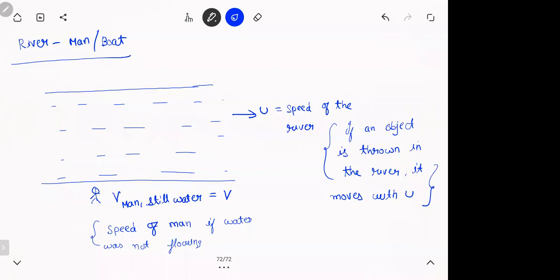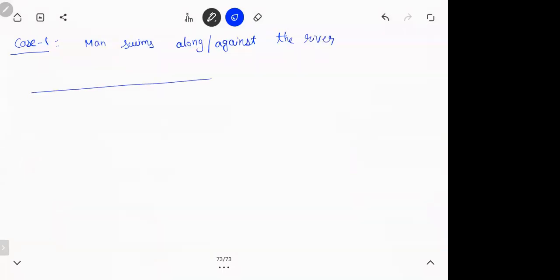Next page. Turning the page. Case 1. Man swims along or against the river. So in this also there are 2 cases now. So let's say the river is flowing this way with you.